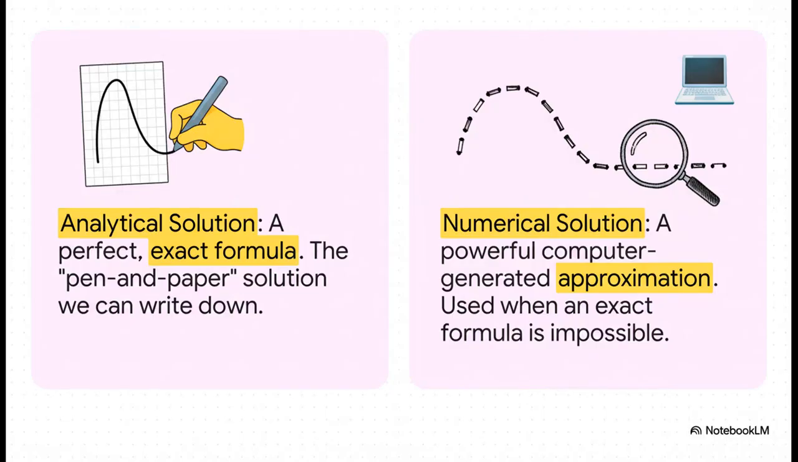So what do we do? Well, scientists and engineers have two tools in their toolbox. There's the analytical solution. That's the beautiful, perfect formula we got for our simple circuit, the kind you can write down. But when that's not possible, we turn to the numerical solution. This is totally different. It's where we use a computer to generate a super accurate step-by-step approximation of the answer. It's not the exact formula, but it gets us incredibly close.